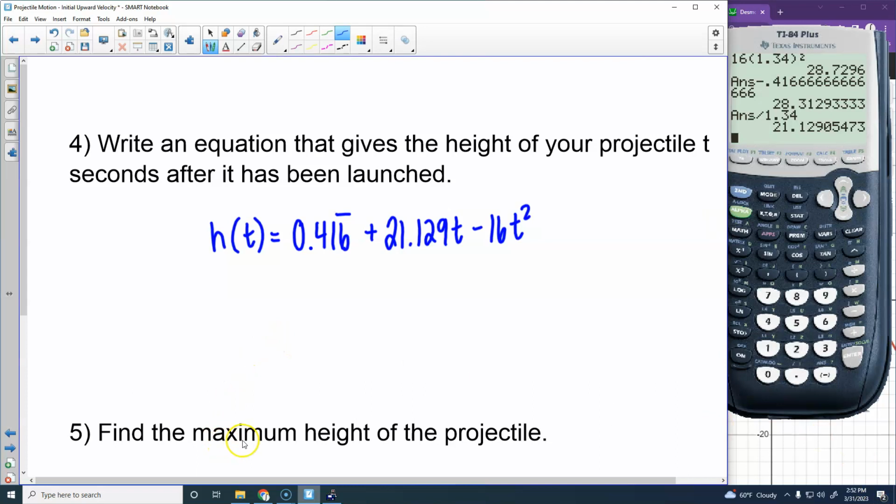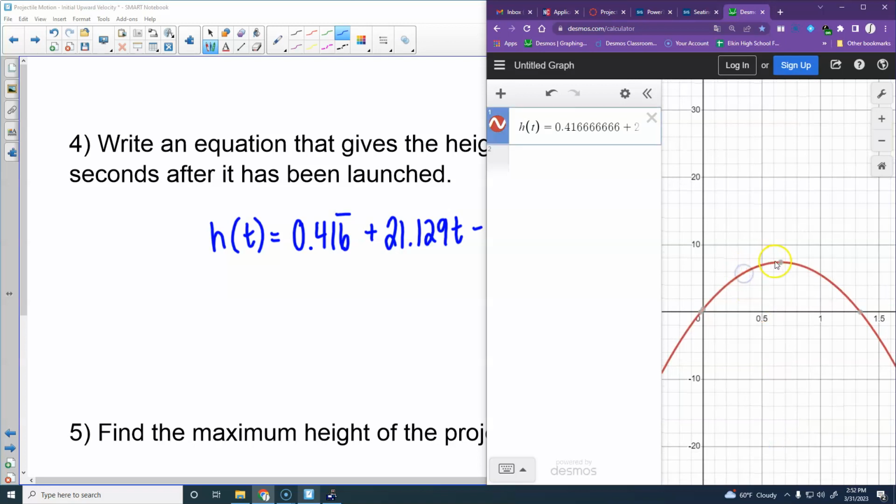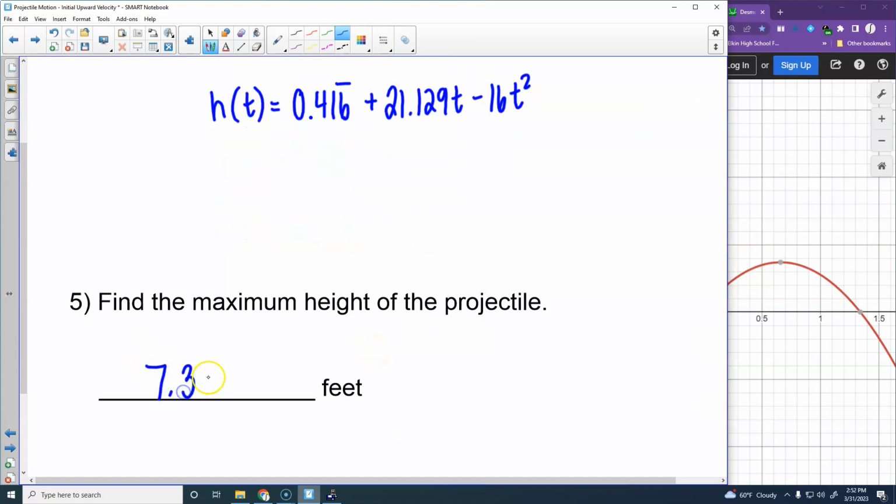And then when it asks for maximum height, we're just going to type that into Desmos. So we'll have 0.416 repeating plus 21.129t. And so we can see here our maximum height, 7.392 is what we're getting. 7.392 feet. Maybe for that second one, I don't know if that was too far off. I don't think it went quite 7 feet. Maybe more like 6, but kind of close.